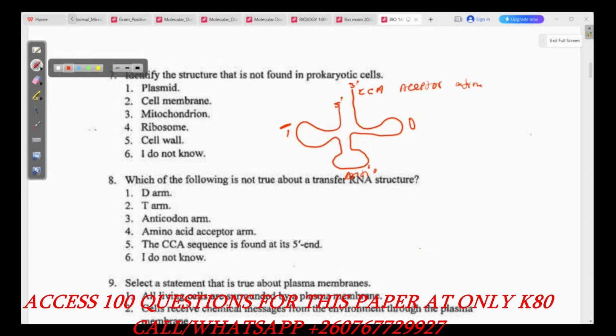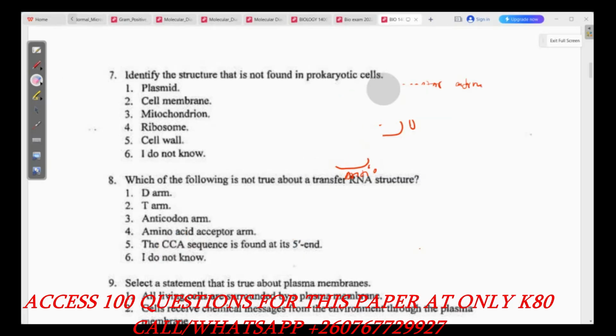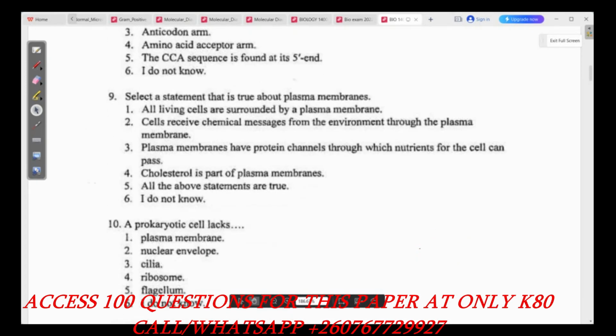So the statement here is option 5. Option 5 is saying the CCA sequence is found at the 5' end. This is false because the CCA sequence in tRNA is found at the 3' end. In short, it is found at the acceptor arm, which is the 3' end. So the statement which is not true is option 5. Hence, that's the answer to this question. Then question 9.